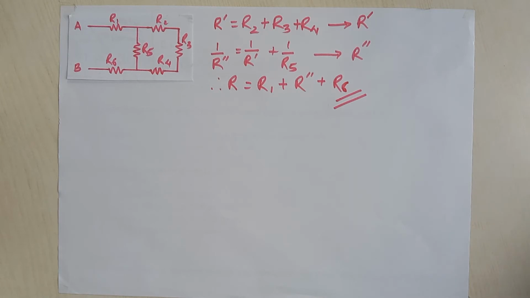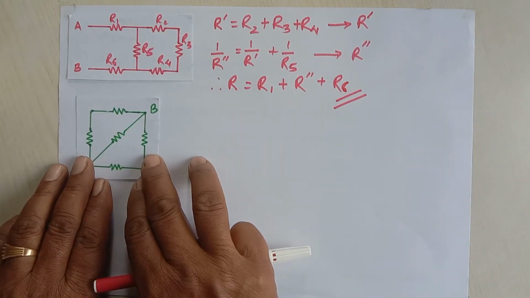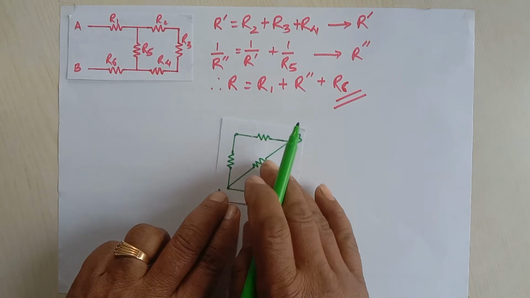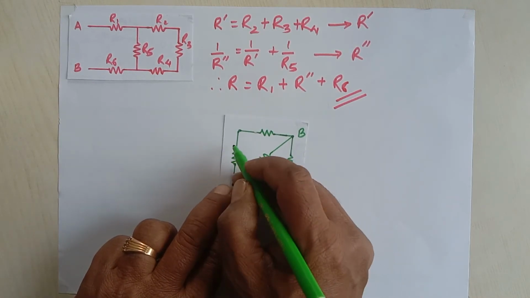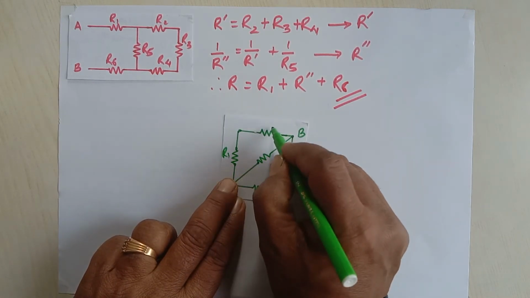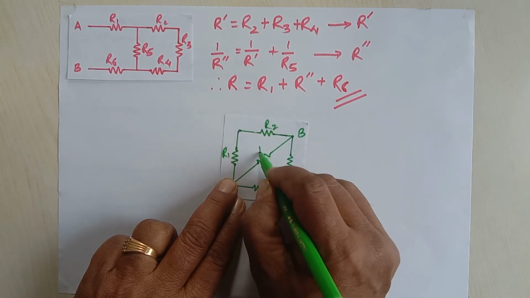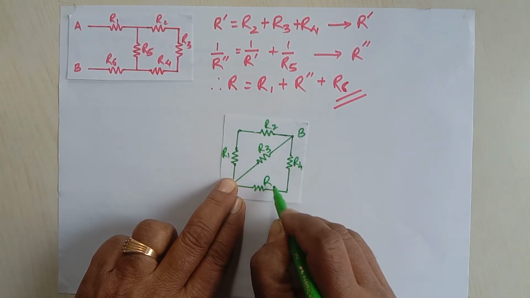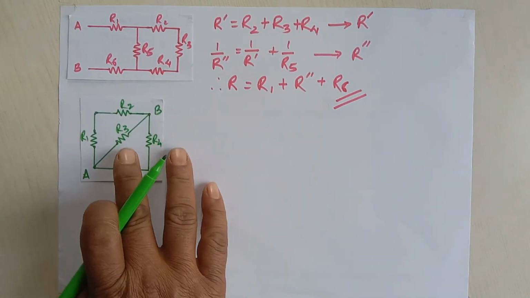And now there is another one. Look at this numerical problem. Here, what is given? It seems to be a little difficult, but when we put the symbols, we will be a little more comfortable with this. Let's say this is R1, this is R2, this is R3, this is R4, and this is R5. It seems to be difficult, isn't it?